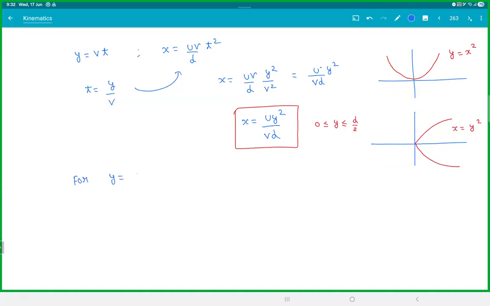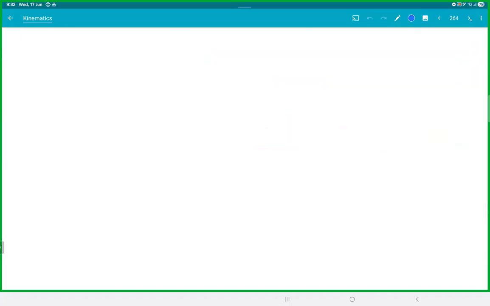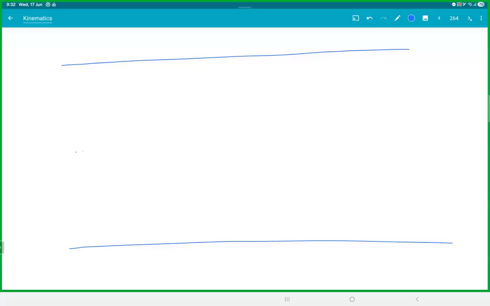So for y is equal to d by 2, the x coordinate will be d square by 4, you get u d by 4v. Okay, so we got all the data there. Now let's see how the path will look. This is the midpoint there.